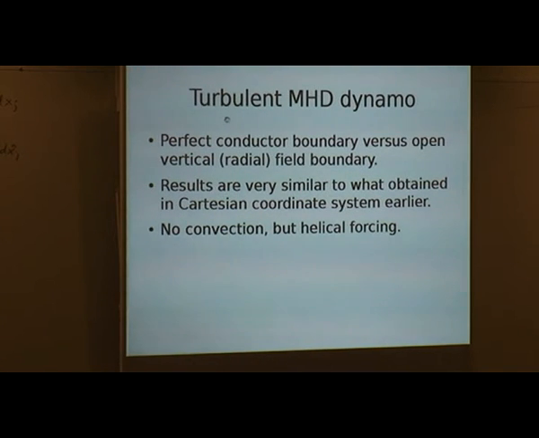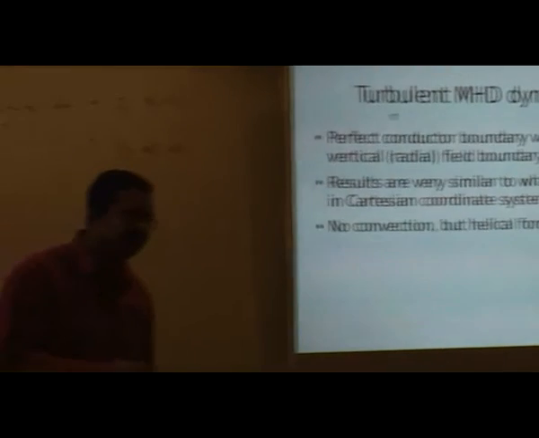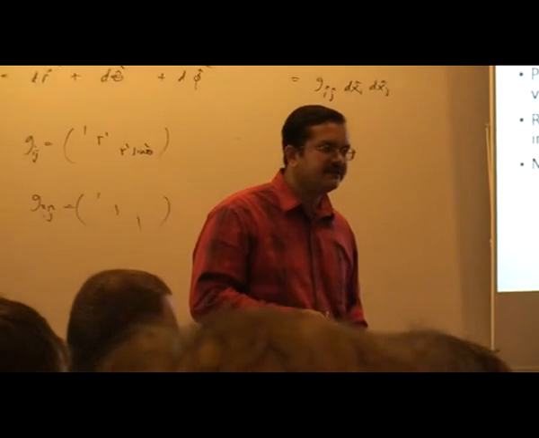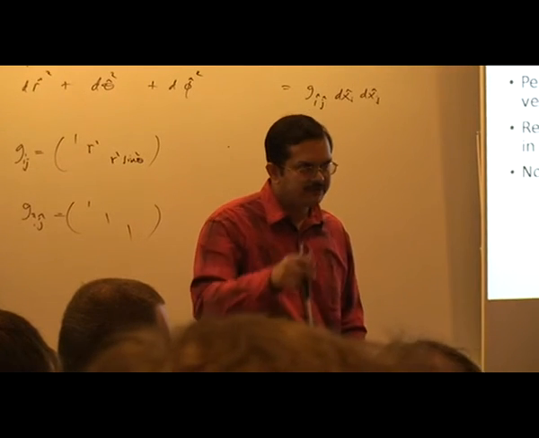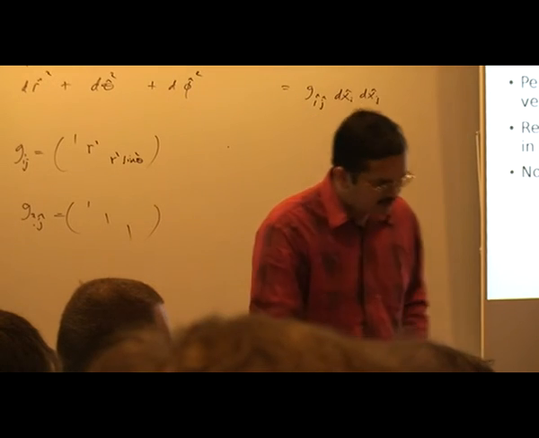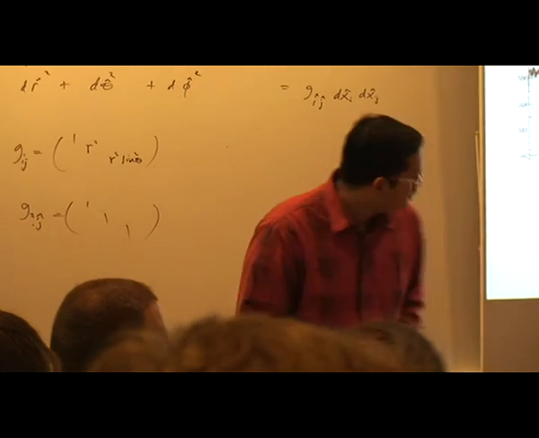Okay, so now that the code is ready, we are going to look at a simple example, which is helical MHD turbulence. In the spherical domain, there is a perfect conductor boundary condition versus an open vertical field, which is the radial field, boundary condition. The results we have in the spherical coordinate system are very similar to the ones obtained earlier by Wolfgang and Axel in the Cartesian coordinate system.